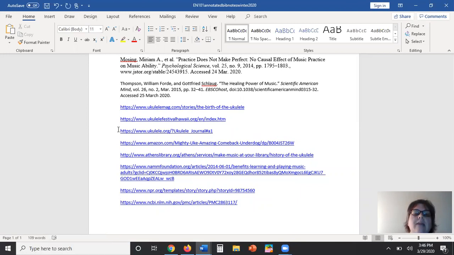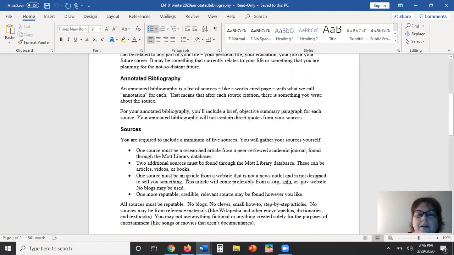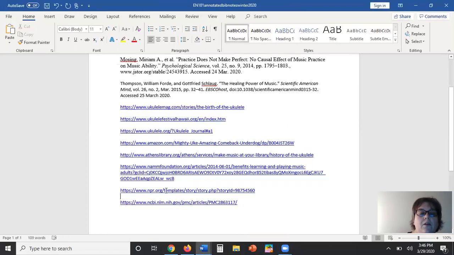A couple of these sources absolutely will fulfill the requirements for the annotated bibliography, which tells you that you need to have one source must be an article from a website that is not a news outlet and is not designed to sell you something. This article will come preferably from a .org, .edu, or .gov website. Well, I just found a couple of those, didn't I? I found the one from the NCBI. I found the one from namfoundation.org. I found the one from the Athens Library and from the Ukulele Festival, right?